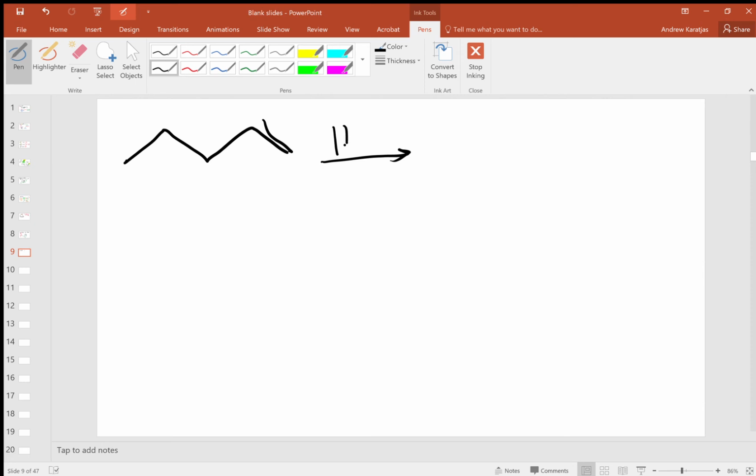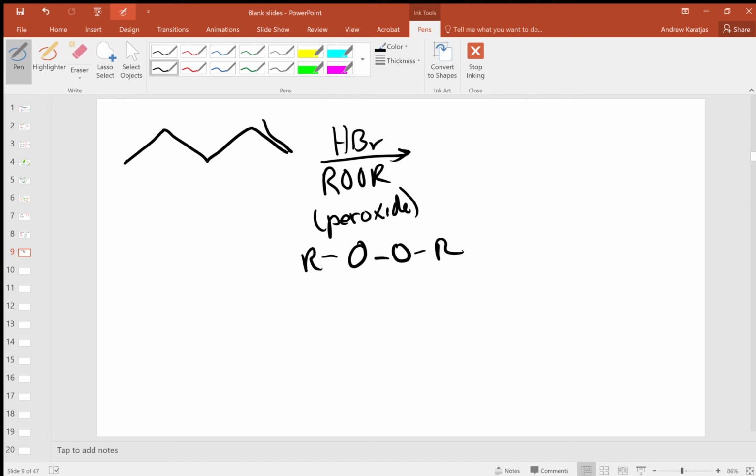If you add still HBr or HX, but you do it in the presence of a peroxide, peroxide being a compound that has an oxygen-oxygen bond in it, in that case, you can get what's known as the Antimarkovnikov product, or the product where the halogen ends up on the less substituted carbon.